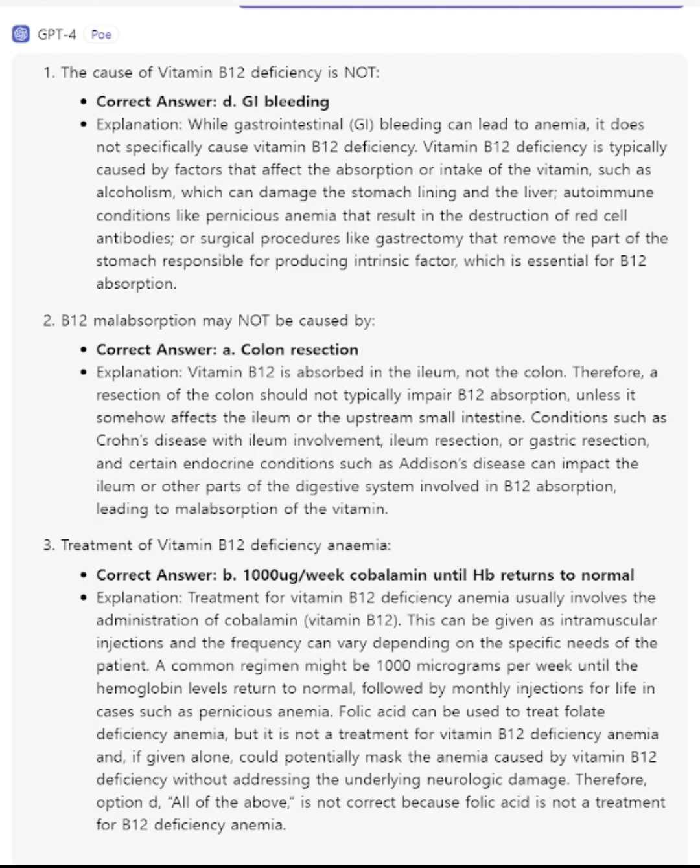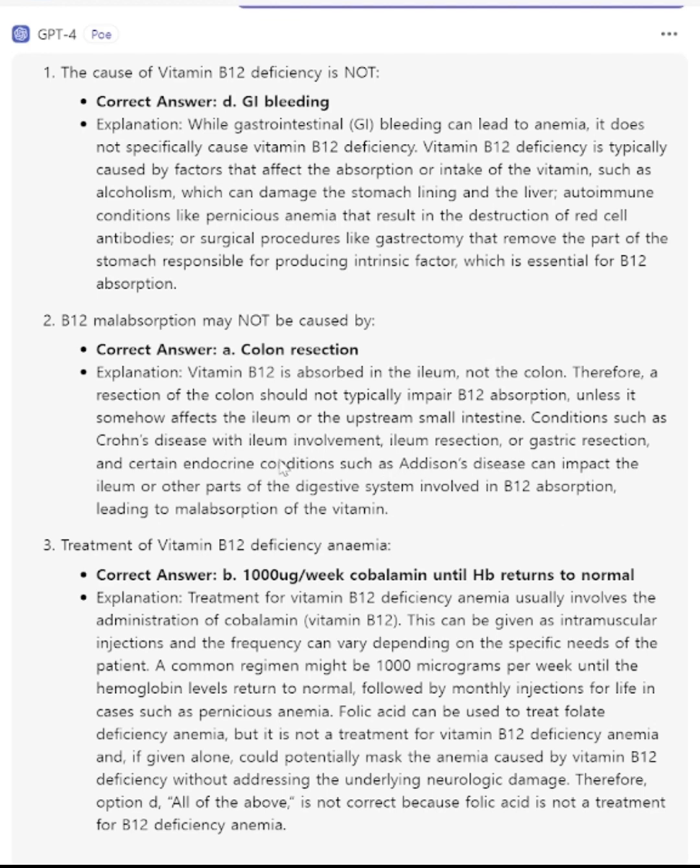2. B12 malabsorption may not be caused by: the correct answer is A, colon resection. Explanation: Vitamin B12 is absorbed in the ileum, not the colon. Therefore, a resection of the colon should not typically impair B12 absorption, unless it somehow affects the ileum or the upstream small intestine. Conditions such as Crohn's disease with ileum involvement, ileum resection, or gastric resection, and certain endocrine conditions such as Addison's disease can impact the ileum or other parts of the digestive system involved in B12 absorption, leading to malabsorption of the vitamin.